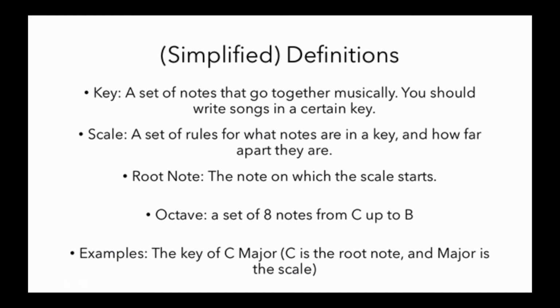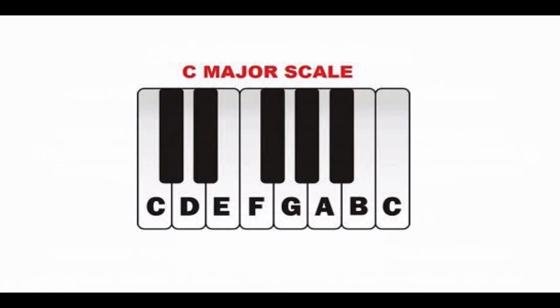Now let's break down the key of C major as an example. So the key is C major, the scale is the major scale, and that determines how far apart the notes on the keyboard are in this scale, and C is the root note. That's where the scale will start on the instrument, whether it's a piano or a guitar, whatever it is. This is what the C major scale looks like. As we can see, it starts at C, and the major scale determines that these are the gaps between the notes.